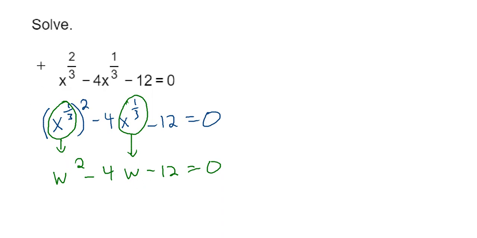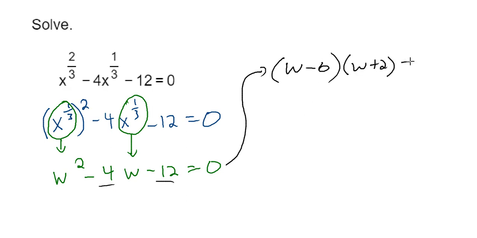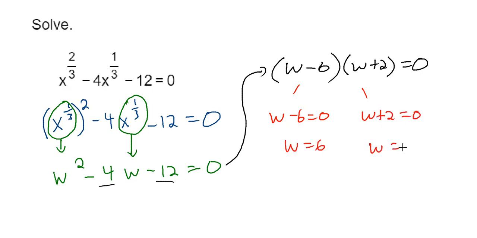Then we get this quadratic equation, which we can solve by factoring again, right? Two numbers that multiply to negative 12 and add to negative 4 would be negative 6 and positive 2. Then we set each factor equal to 0 to solve for W. But remember, we're not looking for W in this problem. We are looking for X, right? So we'll get W equals positive 6, because we're going to add 6 to both sides here, and we'll get W equals negative 2.